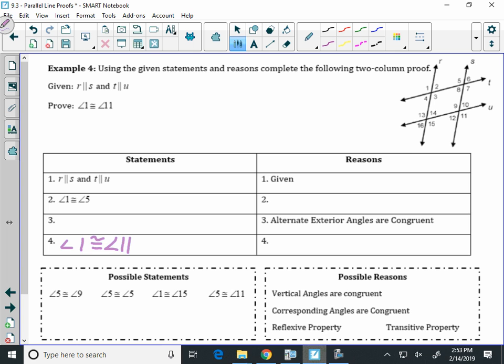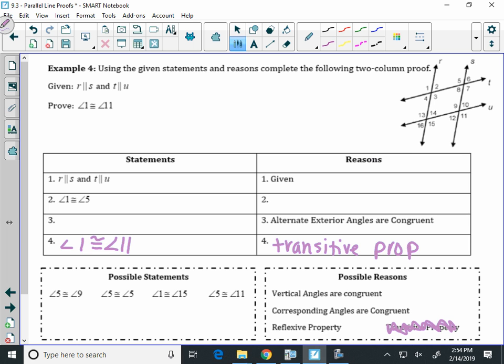And then we know our last reason every single time is the transitive property. Every time. Your last reason with these parallel line proofs is transitive property. Other proofs that we're going to get into, not necessarily the case. But when you have parallel lines like this, your last reason every time is transitive property. Now we just have to fill in the rest.